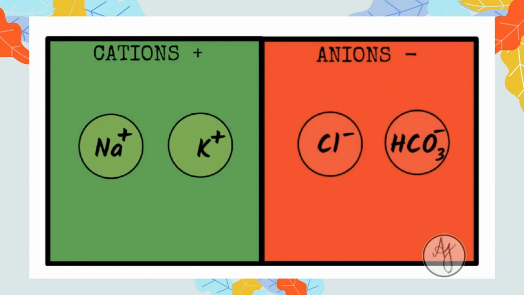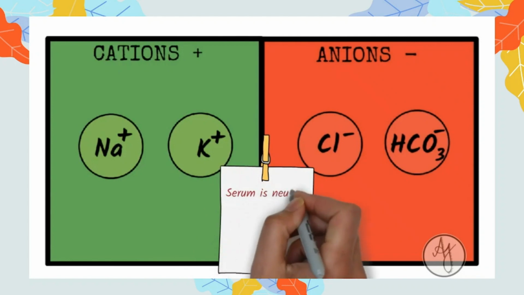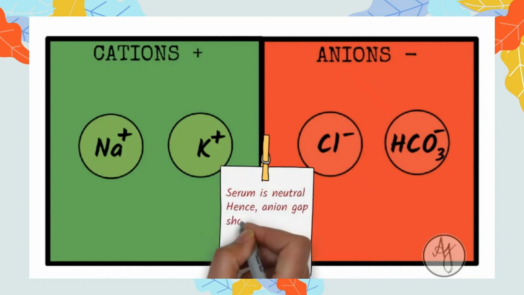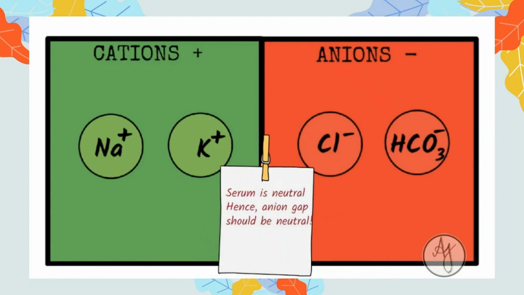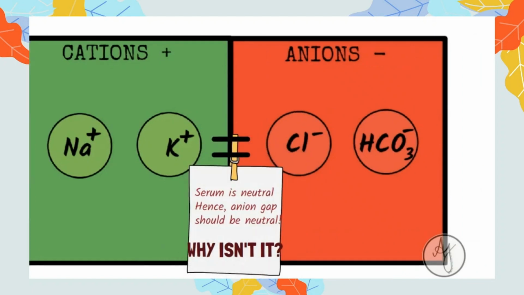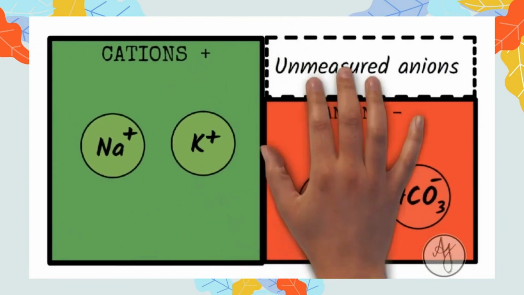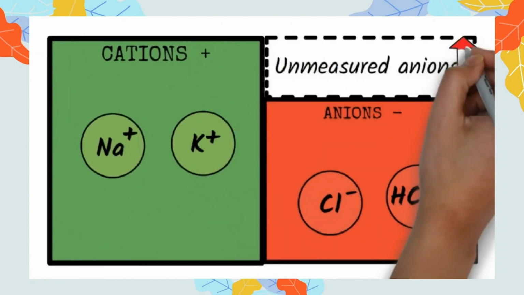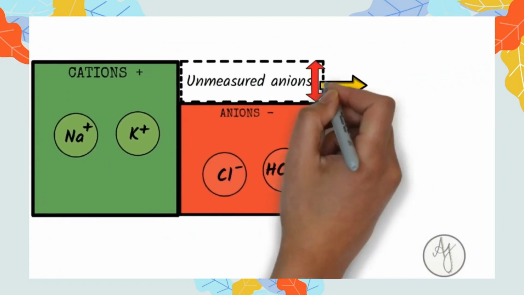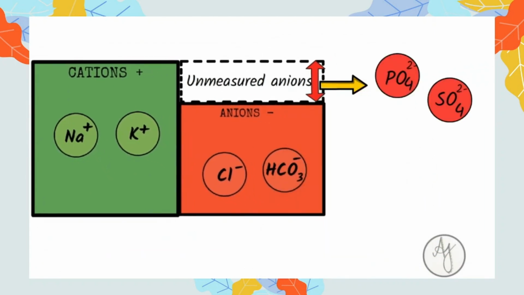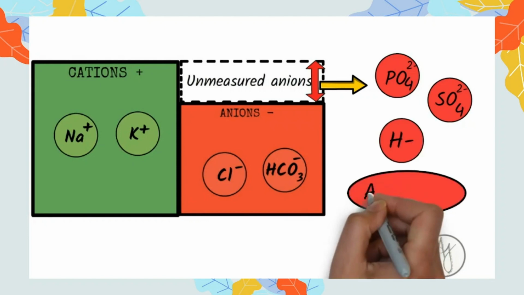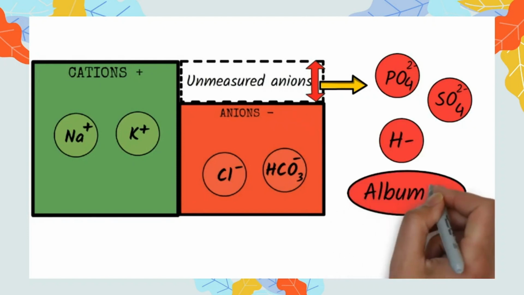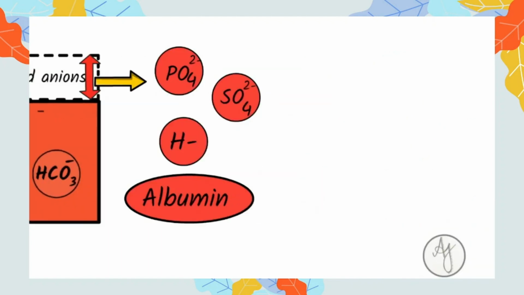So if the serum is actually neutral, anion gap should be neutral, following the law of electroneutrality. So why isn't it neutral? Why isn't it zero? It's because while sodium and potassium account for the majority of the positive charge, we're ignoring a number of unmeasured anions like phosphate, sulfate, the anion component of organic acids, and also negatively charged plasma proteins like albumin from this equation.